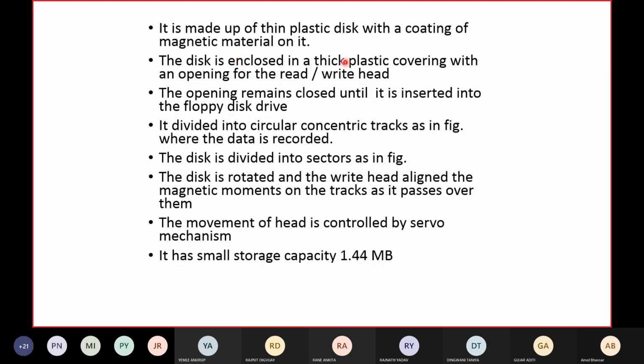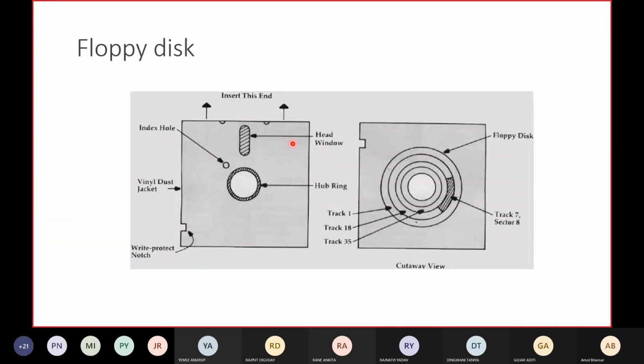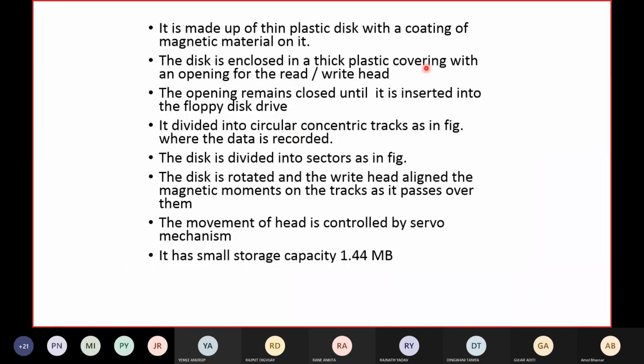The disc is enclosed in a thick plastic covering with an opening for the read write head. So there is an opening for the read write head in the plastic covering. The opening remains closed until the disk is inserted into the floppy disk drive. It is divided into circular concentric tracks, as shown in the figure, where the data is recorded. The disk is divided into sectors as shown in the figure.